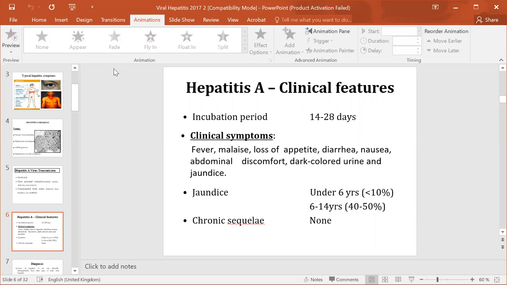The second point I wanted to emphasize is chronic status. The symptoms that we are describing here are acute hepatitis. Some hepatitis viruses, as we're going to see, like getting into what we call a chronic condition. What is the difference between acute and chronic disease?